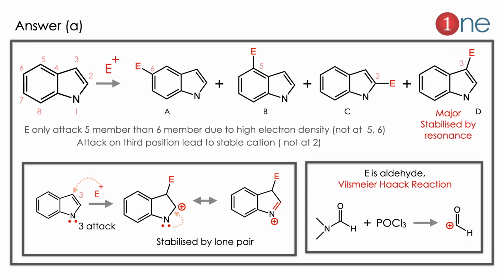The answer is A. Let us see how. The starting material is indole, where there are four possibilities of E plus attack, which is electrophile attack. There are four possibilities, but an electrophile only attacks the electron rich center, right? So there are the four possibilities A, B, C, D, right?